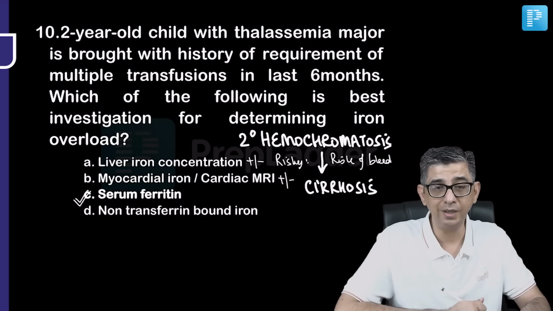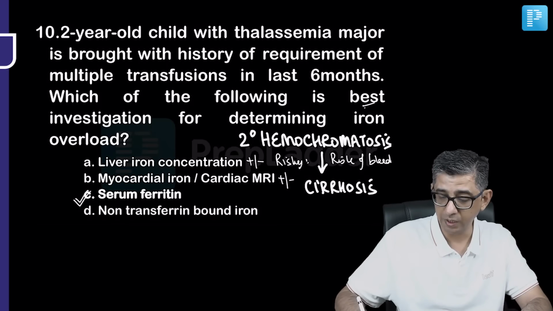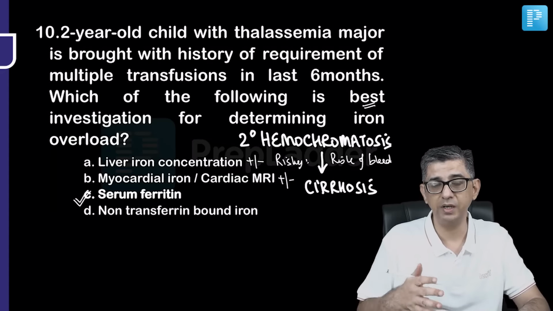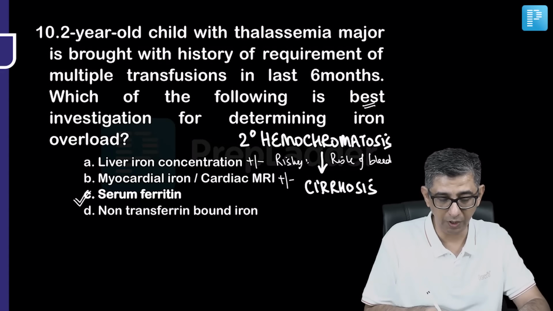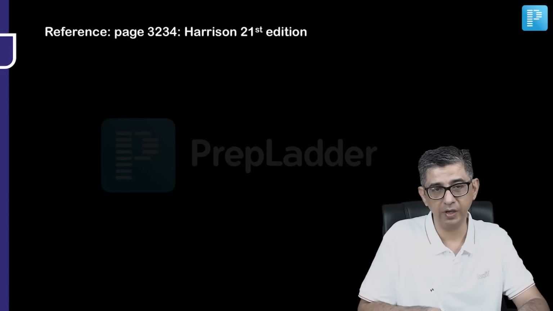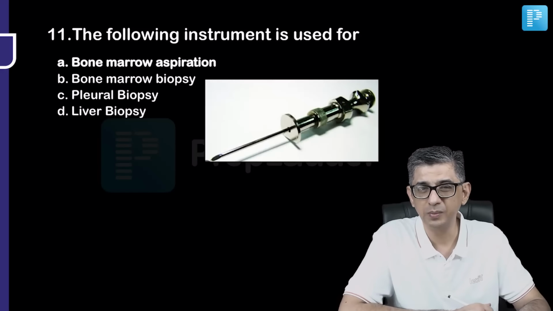But we need to select a test because he said which of these is the most standardized test for these patients. So serum ferritin would be the best one that has been standardized over a large number of years for diagnosis of hemochromatosis per se. I've given the textbook reference for Harrison as well for this one. Then that was a piece of cake.